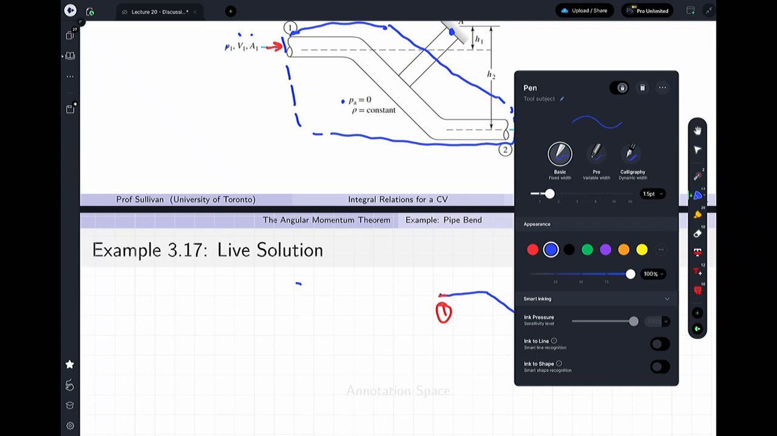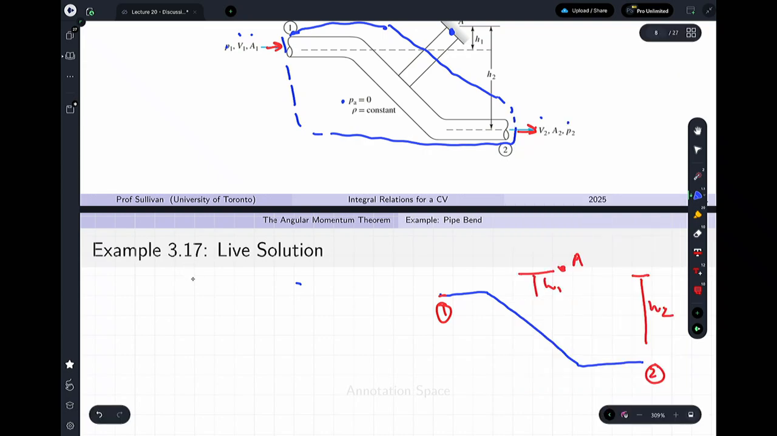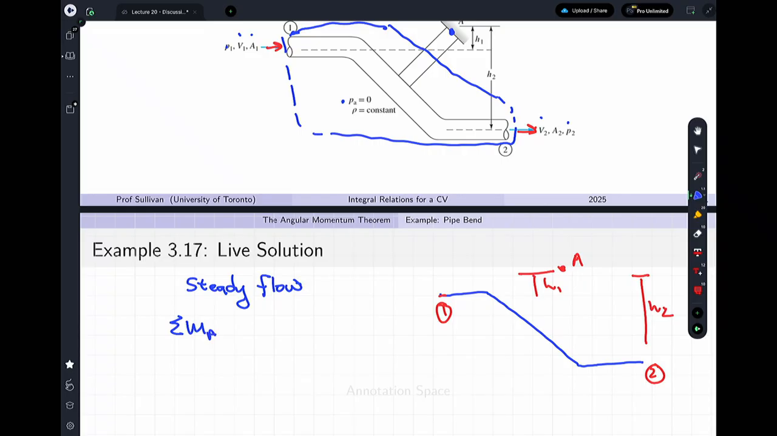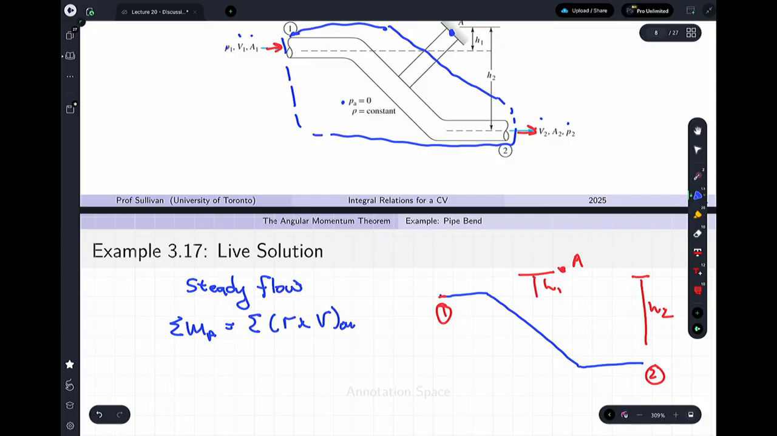So it's going to be steady flow, and I want to do sum of moments about A, and that's going to be equal to R cross V out, m dot.